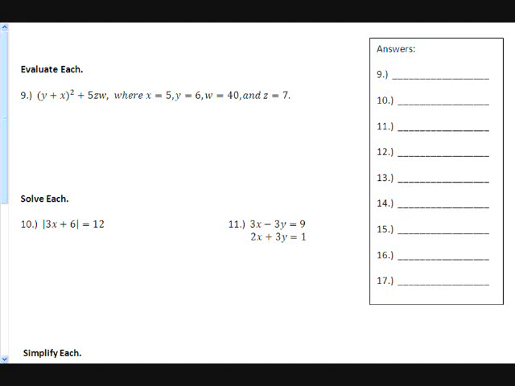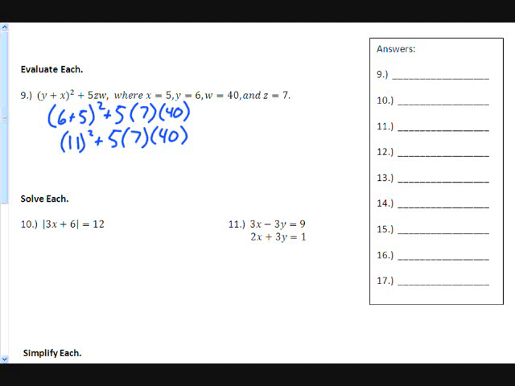In number 9, we just want to evaluate this. So we're going to plug the values in. So y, which is a 6, plus x, which is a 5 squared, plus 5 times z, which is 7, times w, which is a 40. And I just have to follow order of operations. I'm going to start inside the parentheses, gives me an 11. Over here, I can go ahead and do this multiplication. Well, I'll leave it till the next step.